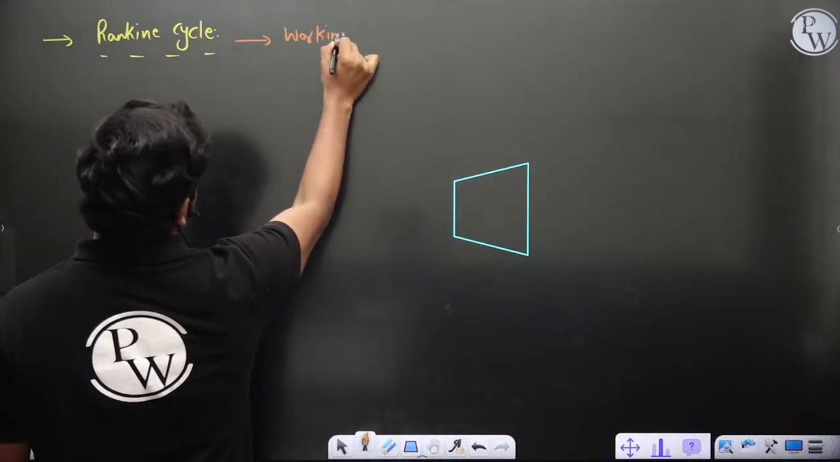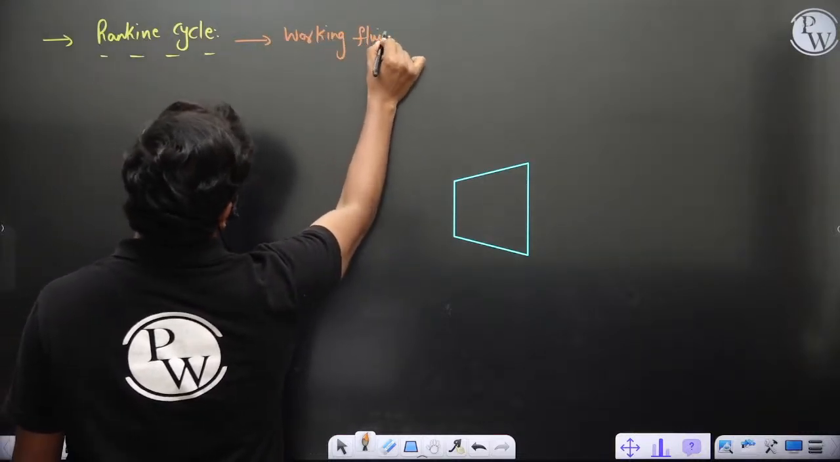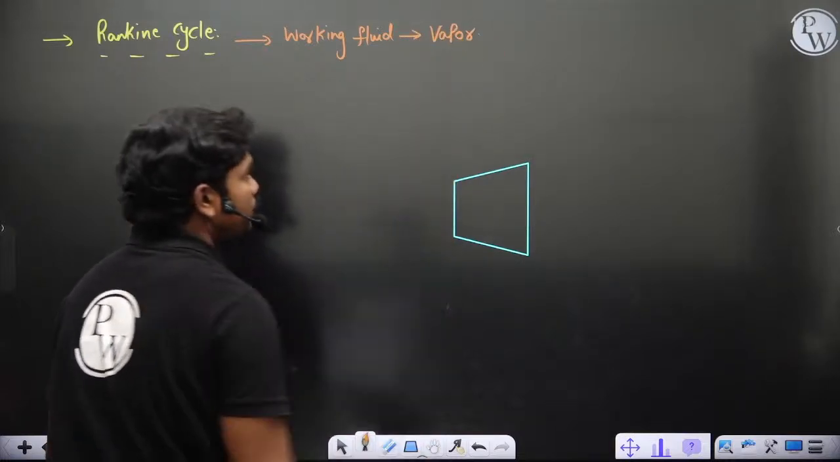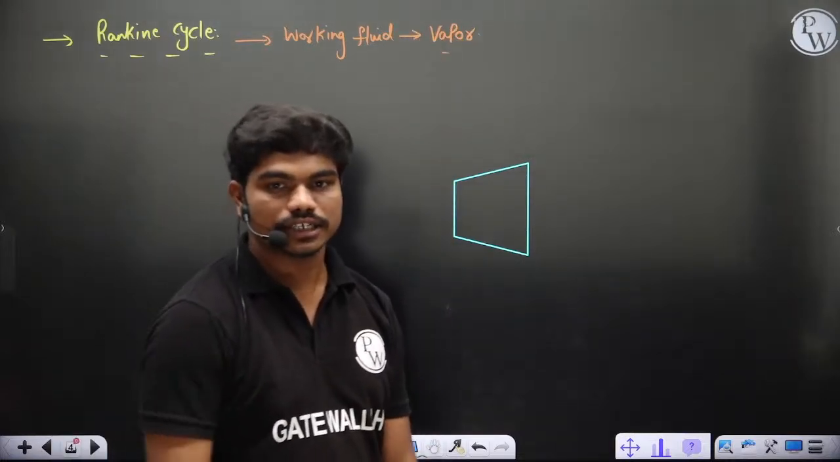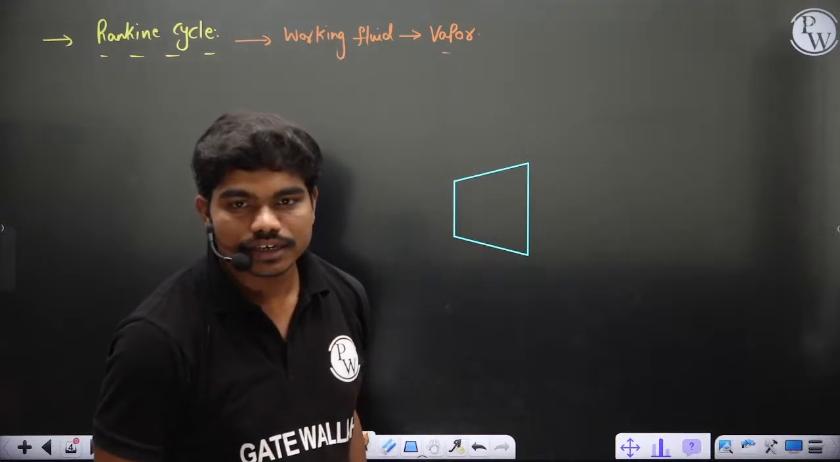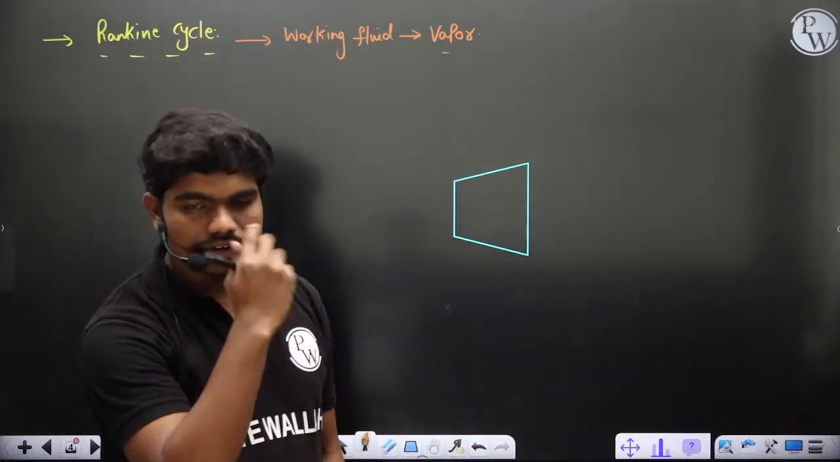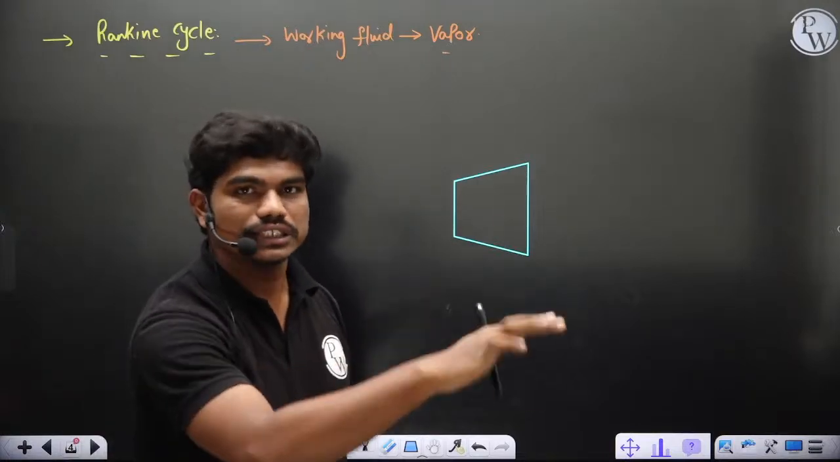The working fluid is clearly vapor, and it's called a vapor power cycle because this is responsible for the power generation. This formula is in GATE, so just keep that formula in mind. In some cases, if they ask you, it could be helpful, though till now I think it was never asked.